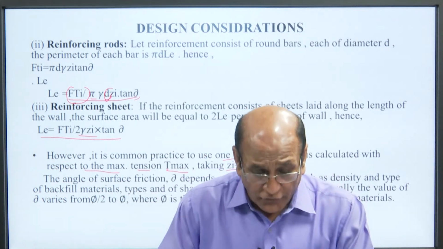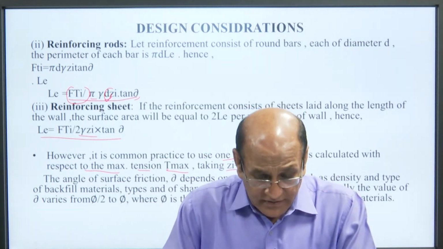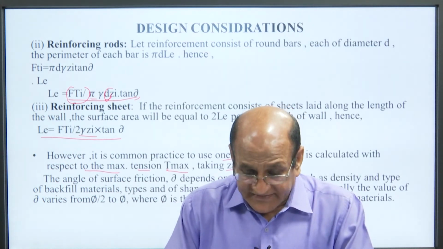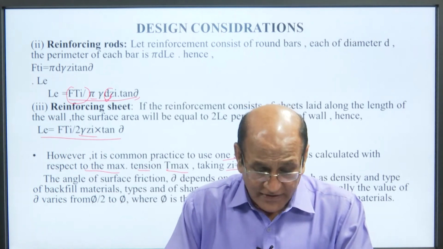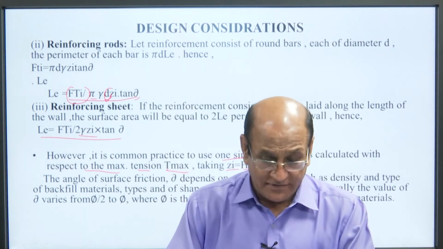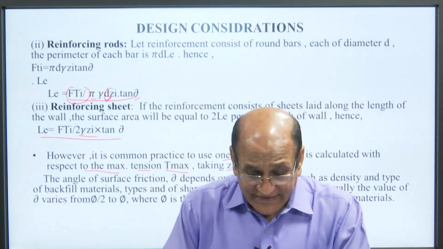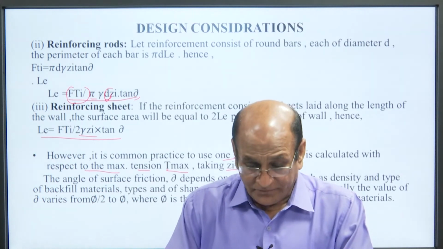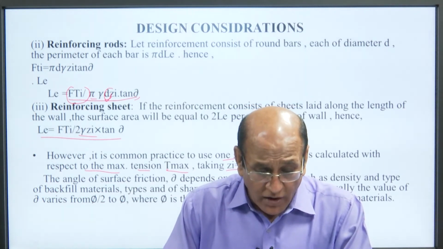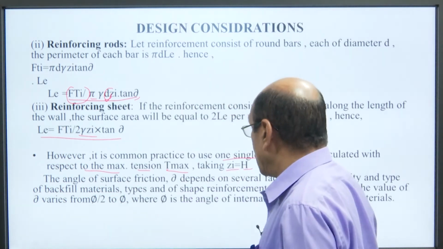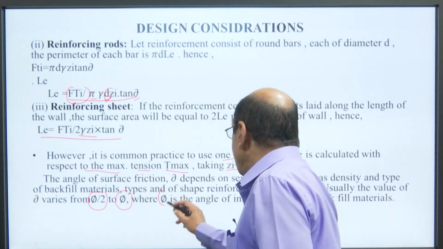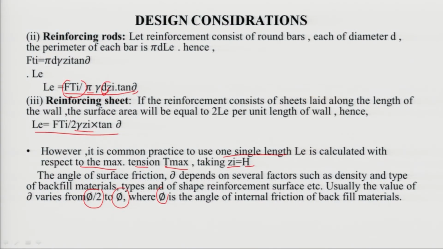The angle of surface friction delta depends on several factors such as density and type of backfill material, type and shape of reinforcement surface, etc. Usually, the value of delta varies from phi by 2 to phi, where phi is the angle of internal friction of backfill materials.